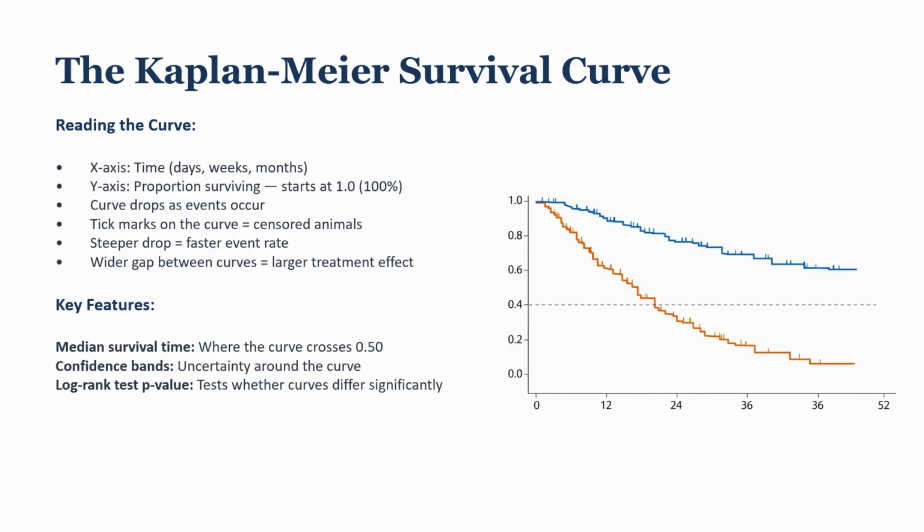A steep, rapid drop early in the curve means events are happening quickly. A gradual, slow drop means animals are surviving longer. The tick marks, small vertical dashes on the curve, represent censored animals. When you see a tick mark, an animal left the risk pool at that time point, still alive, but no longer observed. The most clinically useful number to extract is the median survival time, the time at which the curve crosses the 0.5 line, meaning half the animals have experienced the event and half haven't.